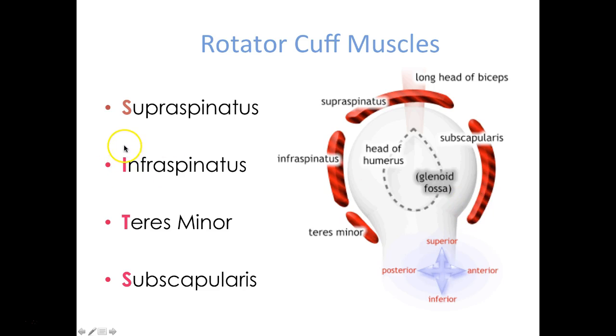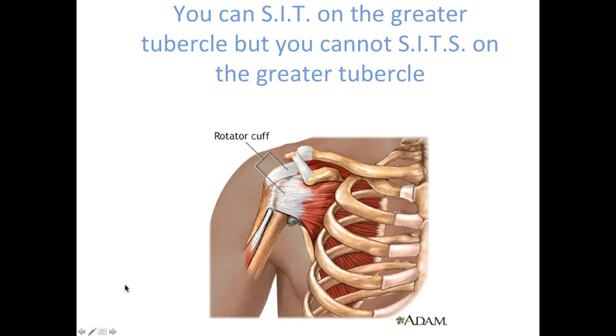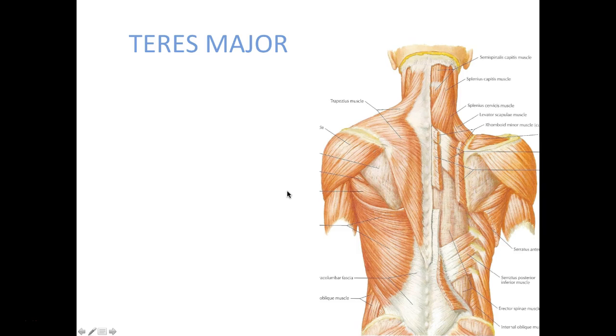So the way we remember your rotator cuff muscles is by the mnemonic S.I.T.S. And this goes a little bit further because you can think you can sit on the greater tubercle, but you cannot sit on the greater tubercle. So if we were memorizing insertions, you would know that S.I.T. here, supraspinatus, infraspinatus, and teres minor all insert on the greater tubercle, but the subscapularis does not. It's going to go and insert onto that lesser tubercle.